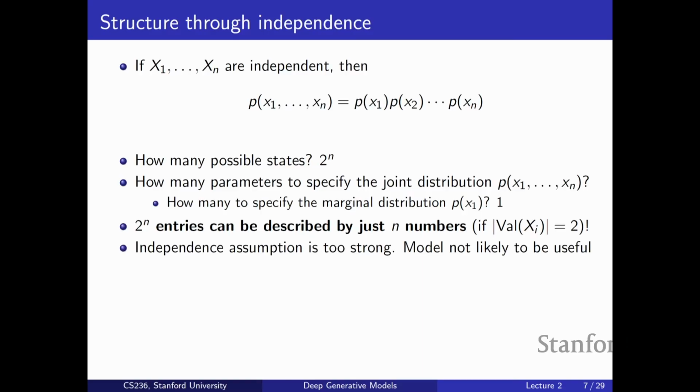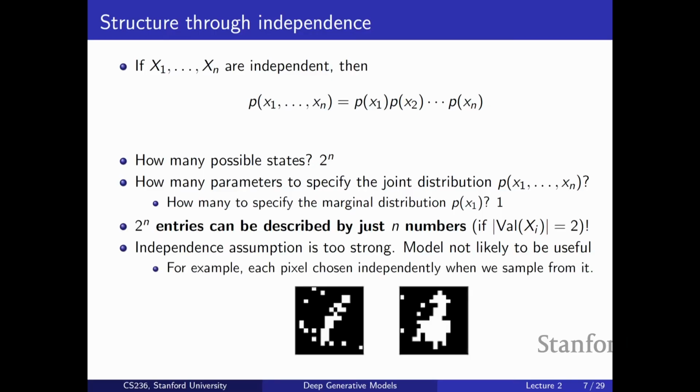Of course, the challenge is that this independence assumption is probably way too strong. You're literally saying that you can choose the values of the pixels independently. And if you think about modeling, let's say, images of digits, it's probably not going to work. Because when you sample from this distribution, you're not allowed to look at any other pixel value to choose a new pixel value, right? So you're literally choosing values at random, independently. And so it's going to be very hard to capture the right structure if you make such a strong independence assumption. So this is not quite going to work.